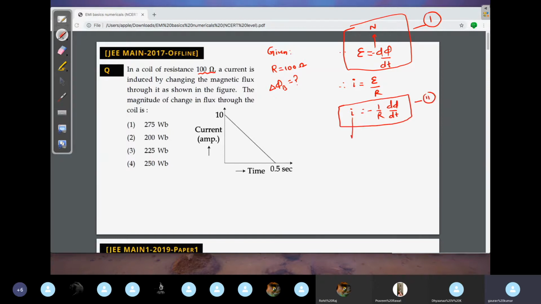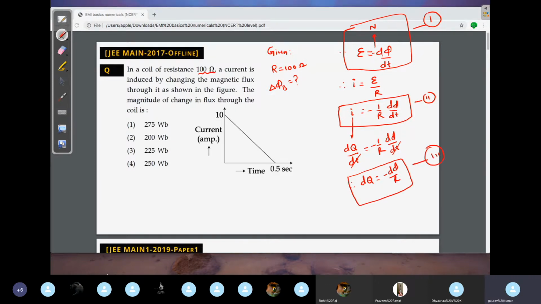See, you can write I equals dq by dt. What is that? That is basically 1 by R d phi by dt. So you can cancel dt. So you will get dq equals what? dq you will get as minus d phi by R. So these 3 equations are very, very important.